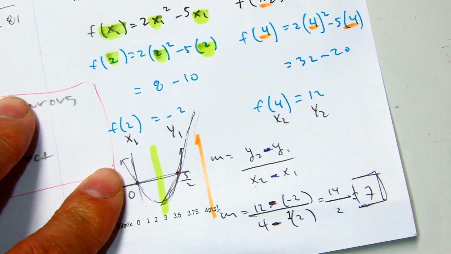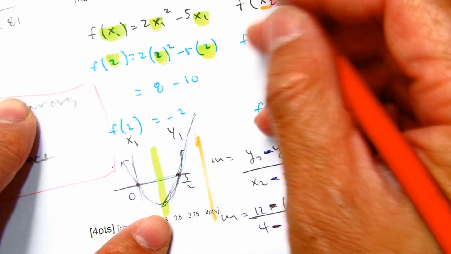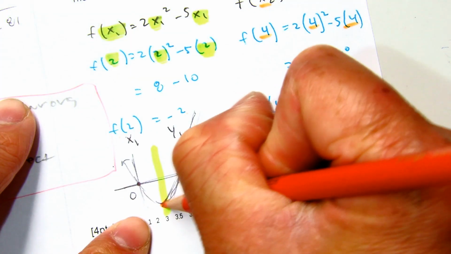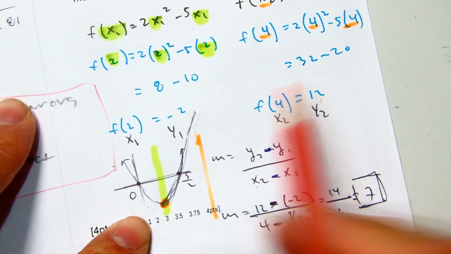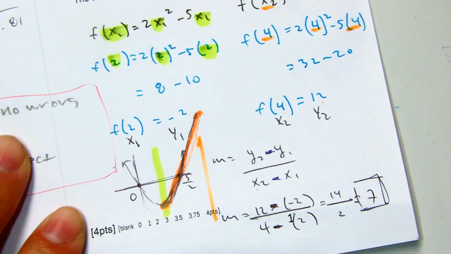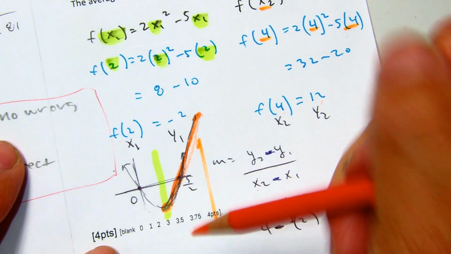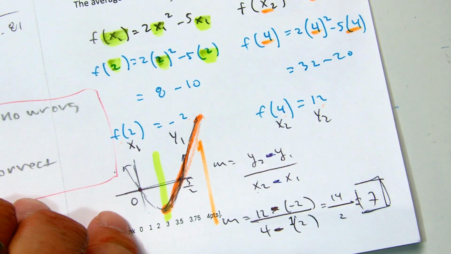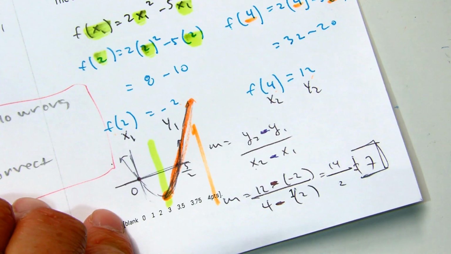So what is the slope of the graph from, well, we know what it is, (2, -2), so it's like here, and then (4, 12). So what is the slope of that point? And that is the slope of 7. Rise of 7, run of 1. Let's go to the back side.